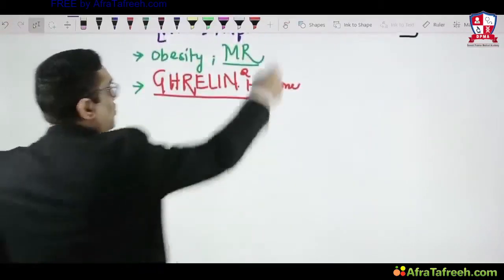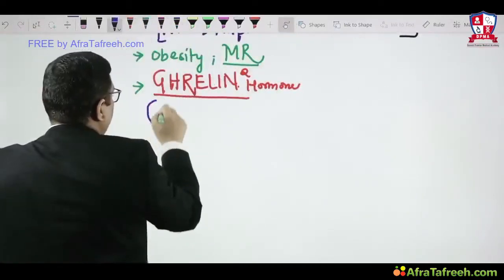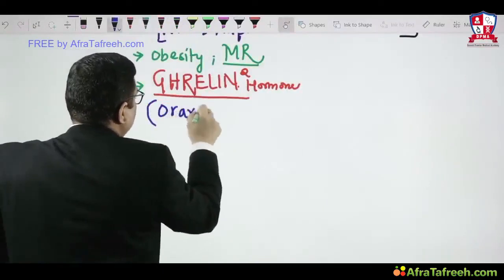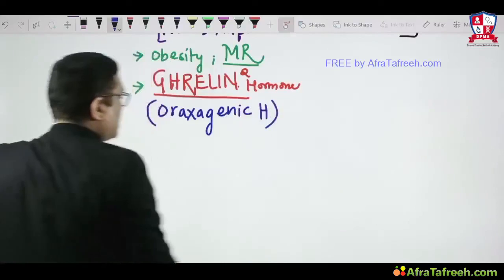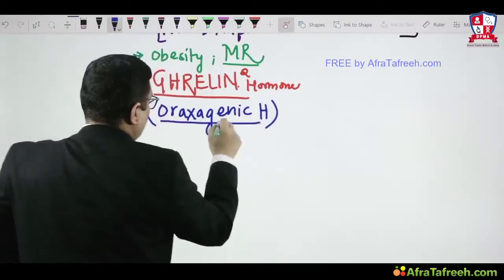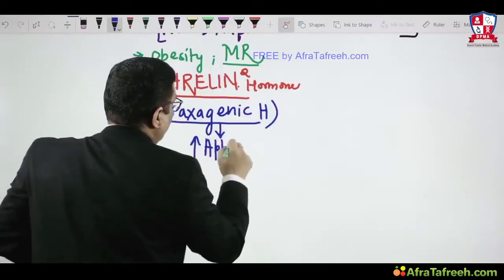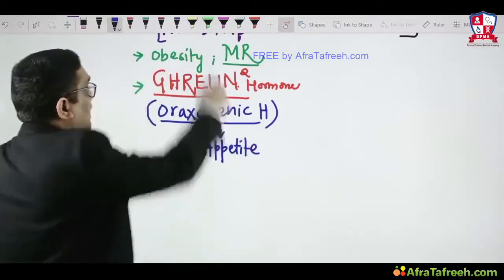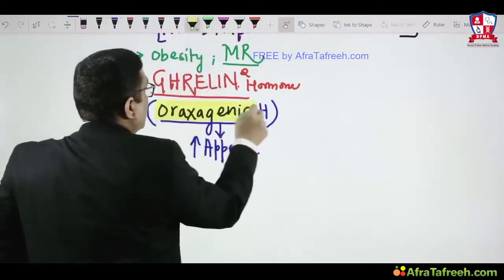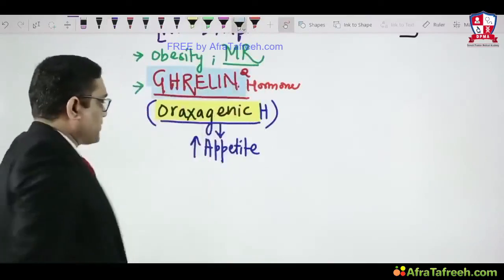So ghrelin hormone is an orexigenic hormone. That was the answer in All India exam. What do you mean by orexigenic hormone? These are those hormones which will increase the appetite of an individual, right? So that was the right answer. So ghrelin hormones are orexigenic hormone. This was the question in All India 2012, right?